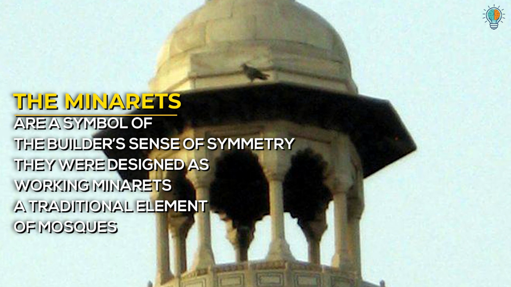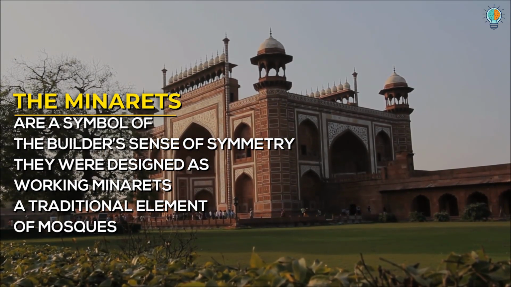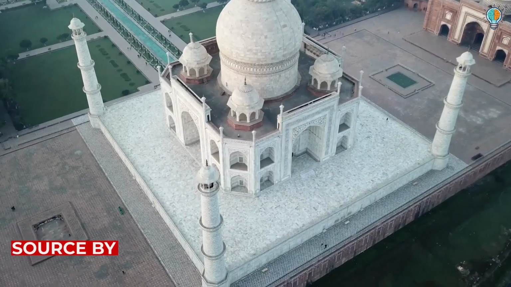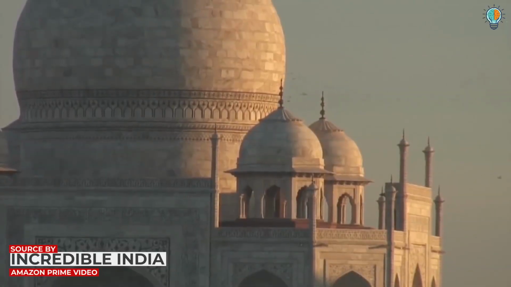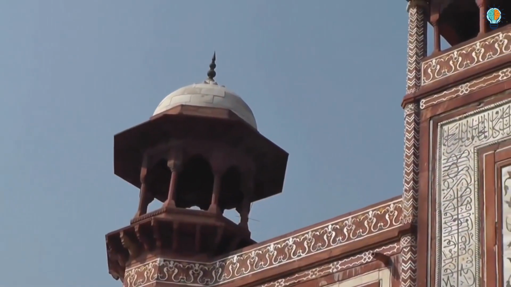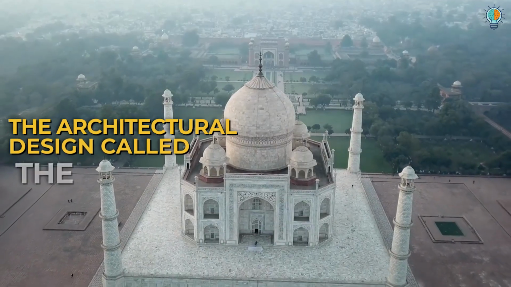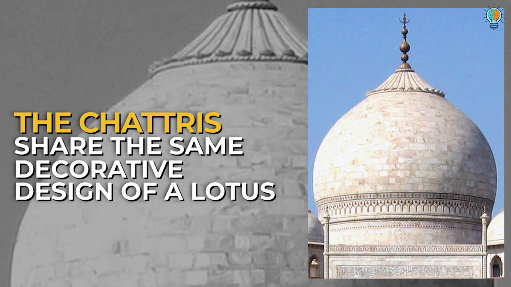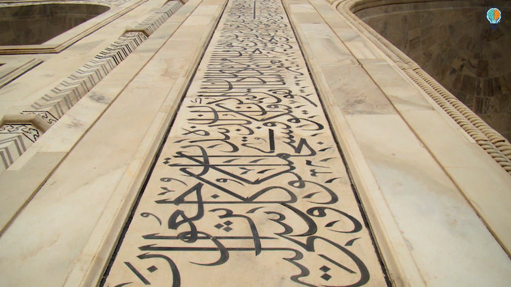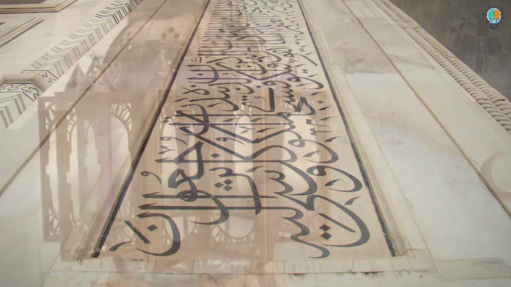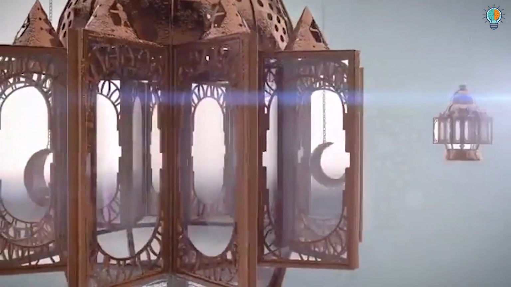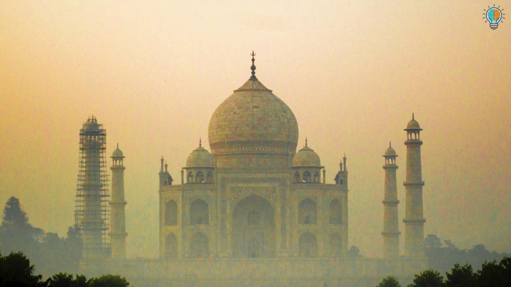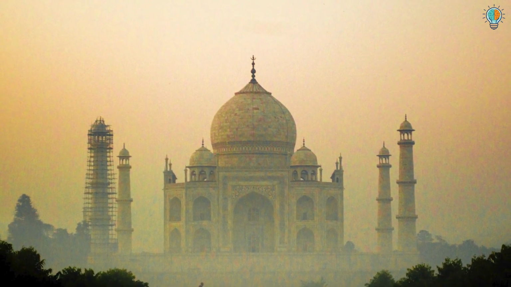They were designed as working minarets, a traditional element of mosques which are used by muezzins for calling out to Muslims for prayer. The minarets are divided into 3 parts by 2 balconies that form a ring around the tower. The final balcony at the top is capped by the architectural design called the chhatri. The chhatris share the same decorative design of a lotus. The minarets were also designed with letters that, if put together, spell out Ar-Rahman, which is one of the many names of Allah. These minarets are placed slightly beyond the plinth so that in case of a natural disaster, which was common then, they would not collapse into the tomb.